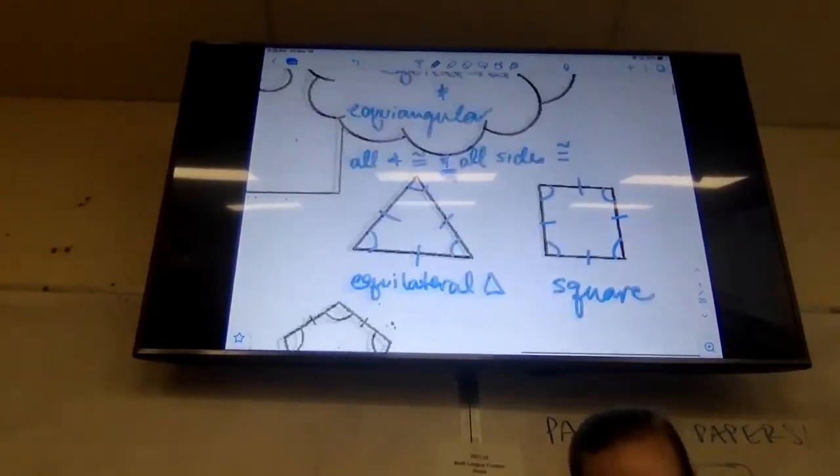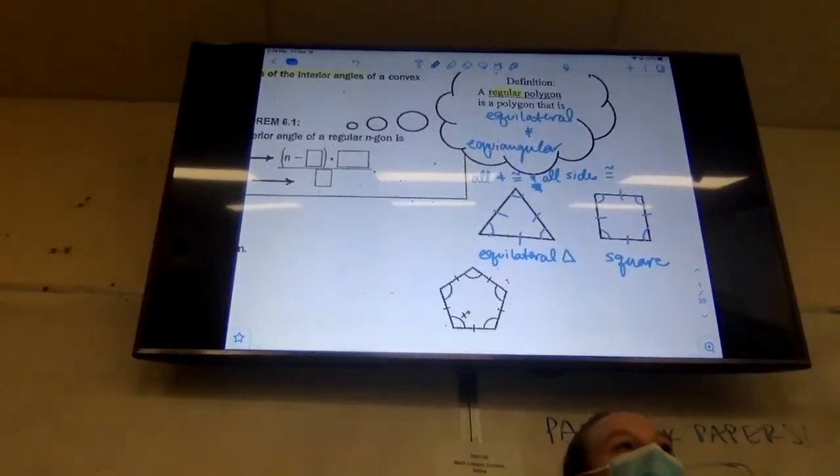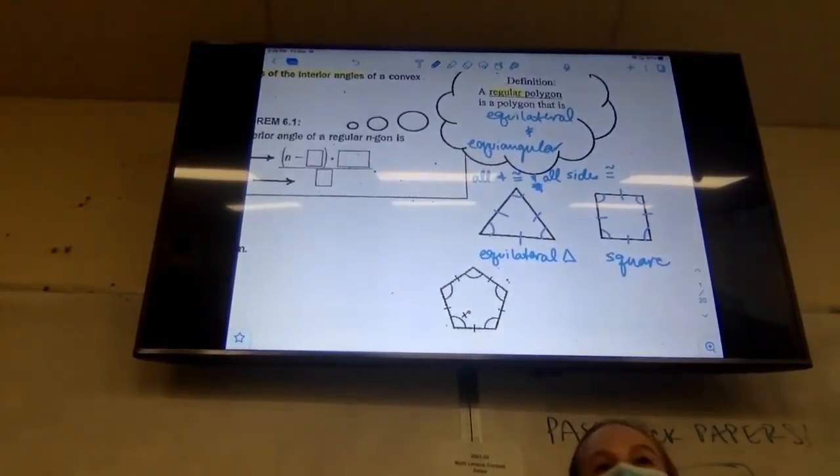Somebody did say square. Eileen, good job. We use the word square all the time. It's something we teach little kids. But what that means is it's a really special type of quadrilateral.